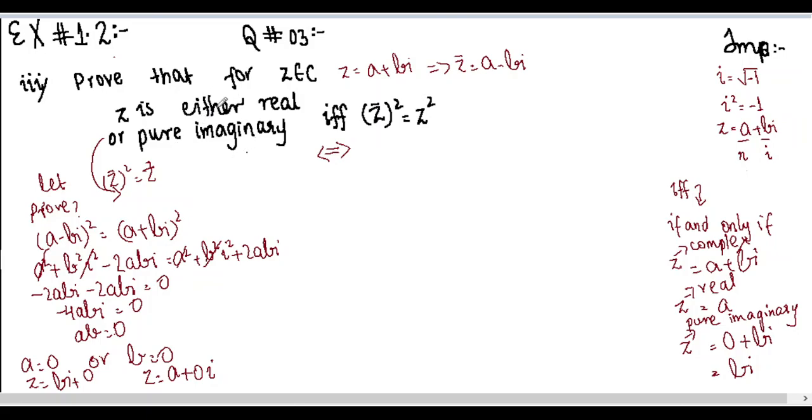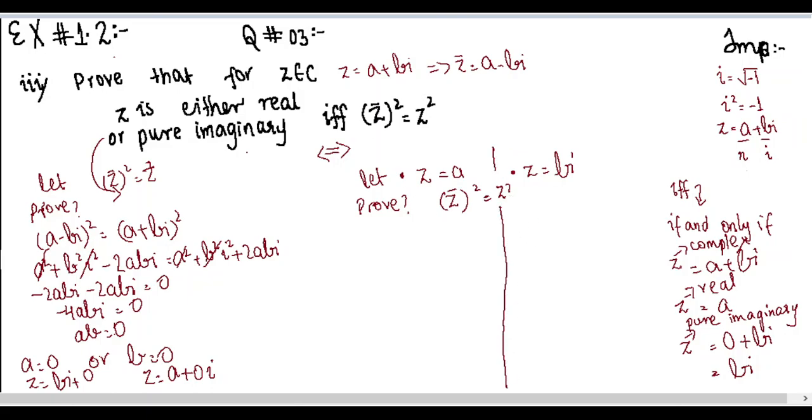Now we are going to let this one and prove this one. To do that, we have to first take z as real one. So first of all, we are going to let z equals a, and then we have to let that z equals b iota. Pure imaginary means b iota. And what do we have to prove? That z bar whole square equals z square. If z equals a, first of all we are going to prove this one, okay? We are going to draw a line over here and another line between these two.